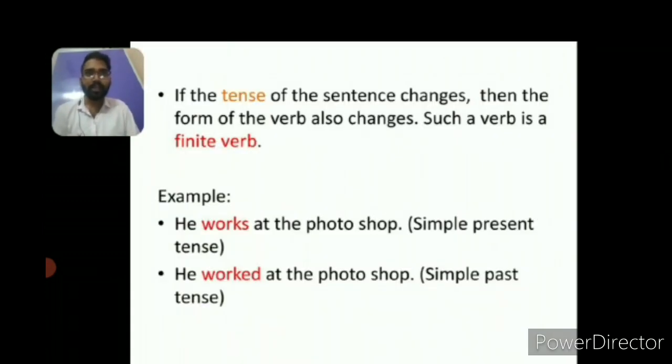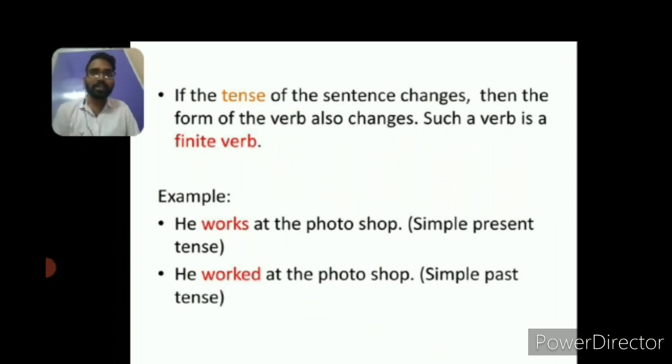Now, if the tense of the sentence changes, then the form of the verb also changes. Such a verb is a finite verb, and that verb we call finite verb. Suppose the tense is changing, the verb also has to change, and if it is changing, then we can definitely say that this is my finite verb. Okay, now let's see some examples.